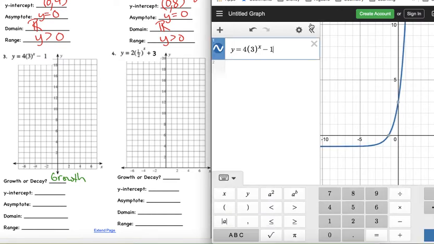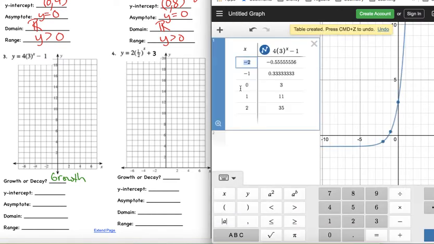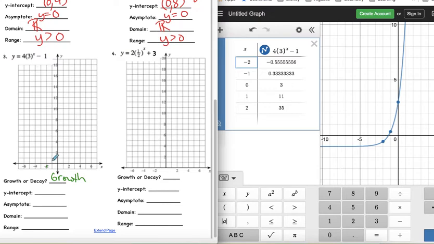I can make it into a table so I can plot some points from it. -2 is at -0.55. -1 is at 0.33. 0 is at 3. 1 is at 11. 2 is at 35, way off the page. And then it's flattening out down here. So the y-intercept is at 0.3.